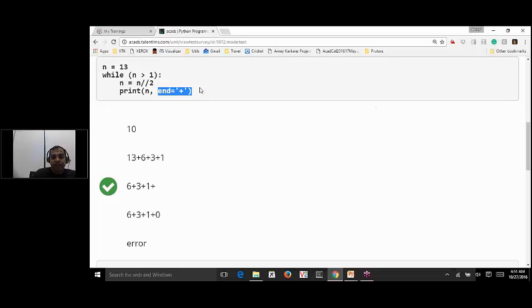However, you can change that by using end equal to a certain symbol, and in that case things are separated by this symbol rather than the new line character. So in this case, the output will be 6 followed by 3 followed by 6 plus 3 plus 1, and note that even this last one is followed by a plus sign.